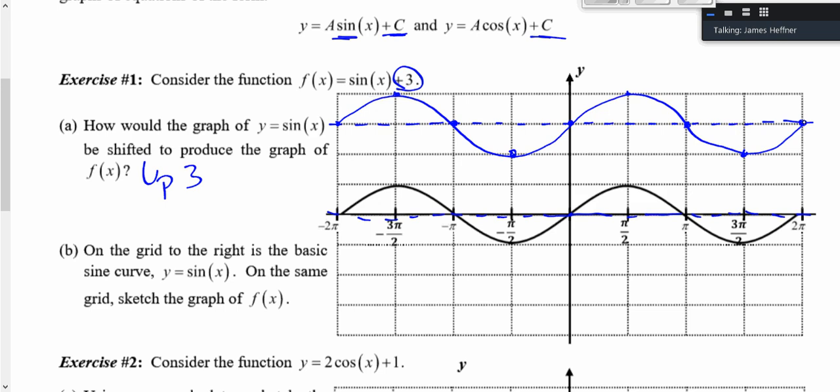You get better at that with practice. And there you go. So that's y equals sine of x plus 3. We'll go ahead and label it: y equals sine of x plus 3 on the outside. All right, everybody good with that?